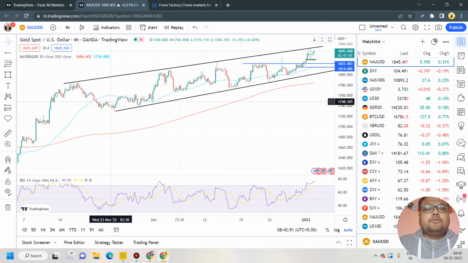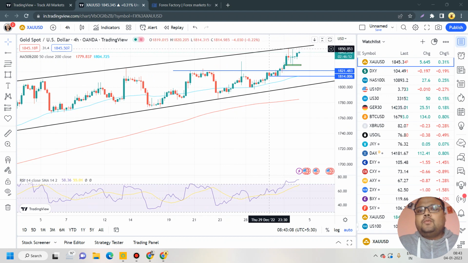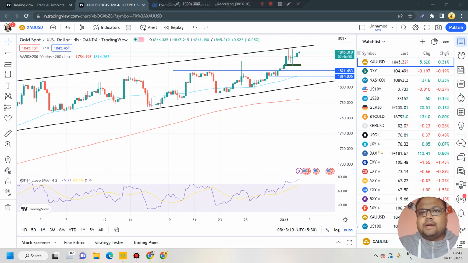Now this is a 4 hour chart of gold USD in front of us. And there is no doubt that gold is bullish right now and gold is trading in an upward channel. There was heavy buying during the new year, but all those buyings were simply because of technical reasons. There was no fundamental. Fundamental reasons are coming up tomorrow, today and day after tomorrow.